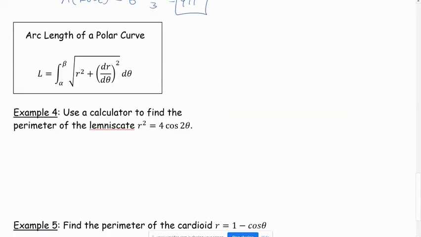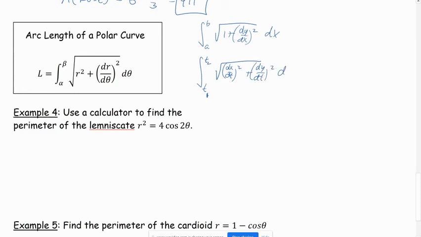So now we're going to take a look at finding the arc length of polar curves. So just to review some arc length equations that we've worked with already. Early on in the course, we learned that the length of a curve is just the integral of the square root of 1 plus dy dx squared dx. And then in parametric, we learned that we'll just integrate from one starting t-value to an ending t-value, and it was the square root of dx dt squared plus dy dt squared dt.